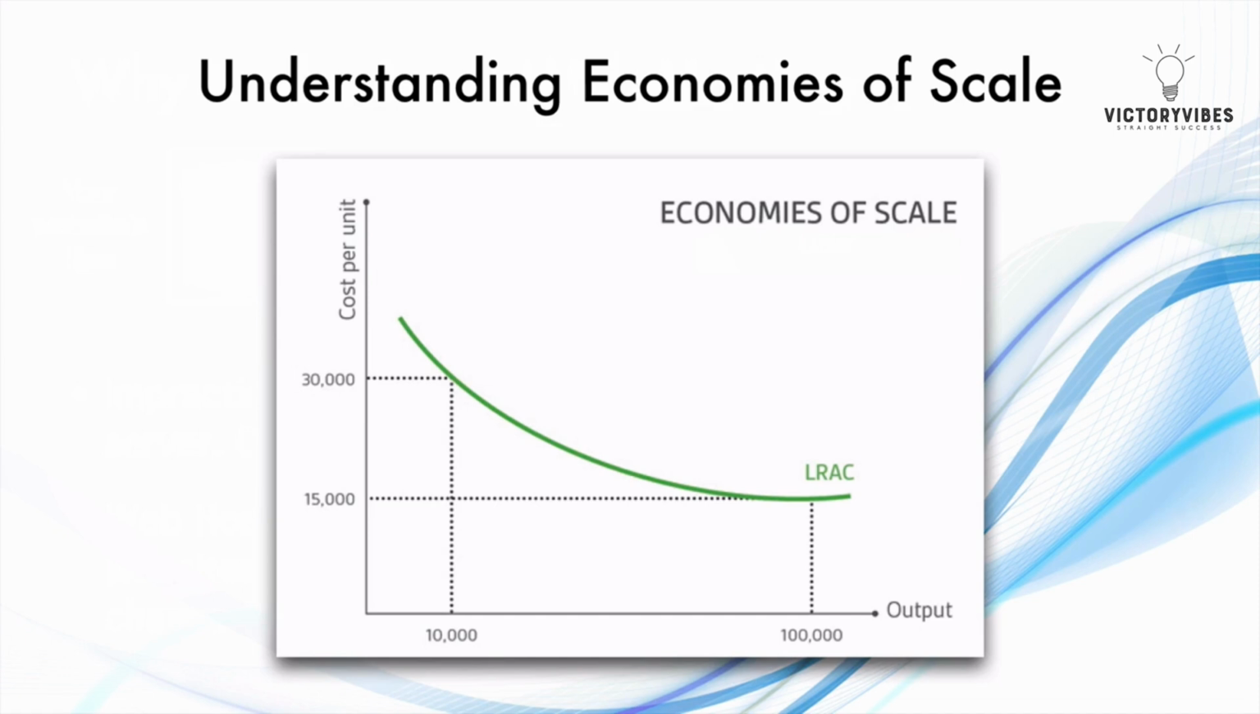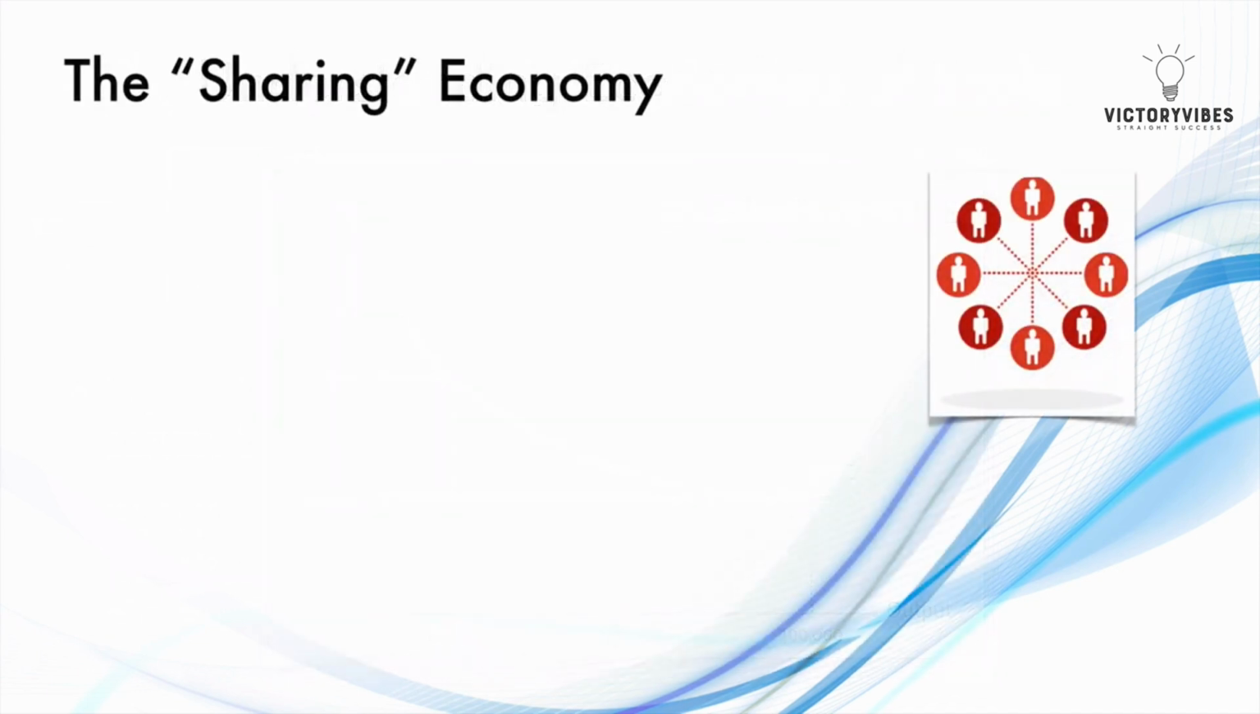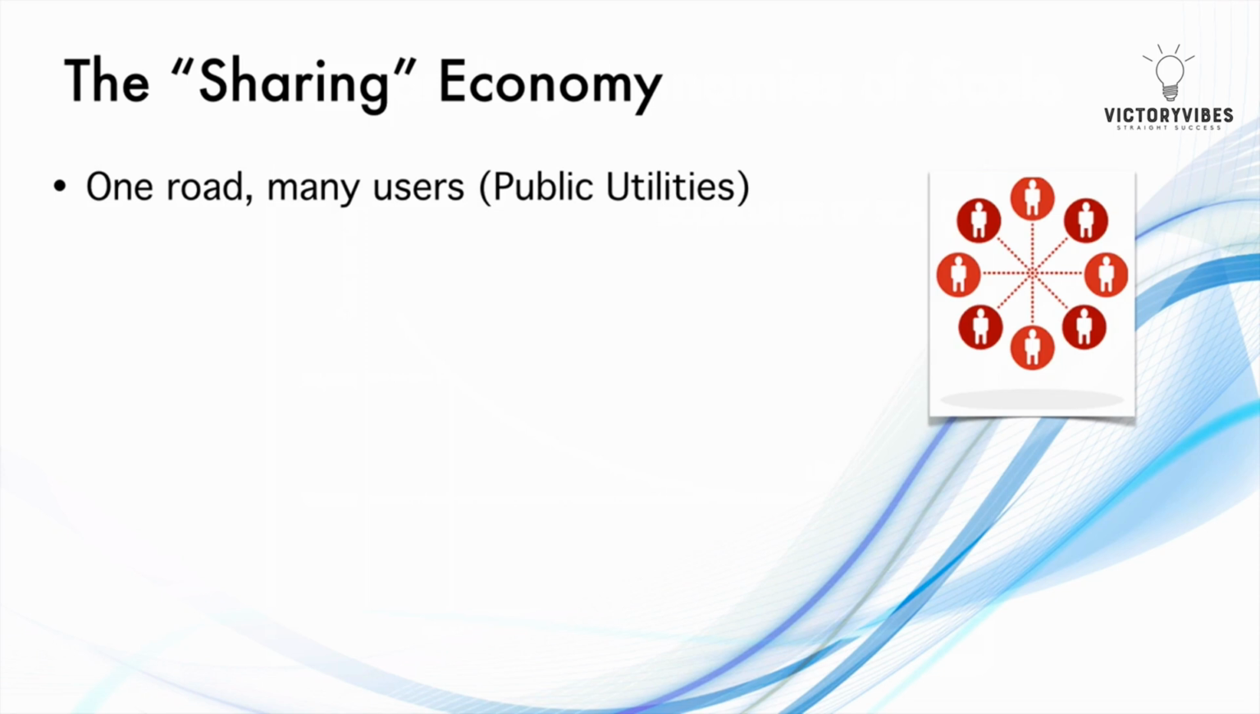So you can go ahead and Google about economies of scale, read a Wikipedia article, or watch a few YouTube videos. So that's what we are looking at here. When there are a lot of units in a single production line, the cost per unit comes down. So that is what the sharing economy is all about, right? One road, many people who use it, these are public utilities. And one car, many people use it, these are cabs.